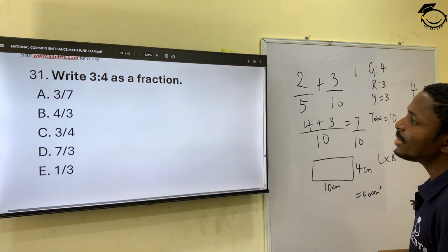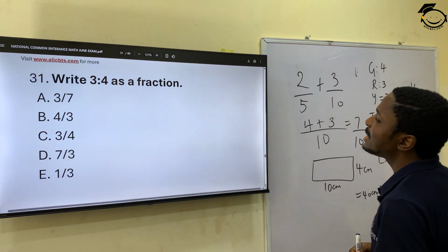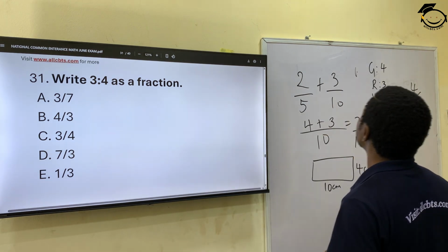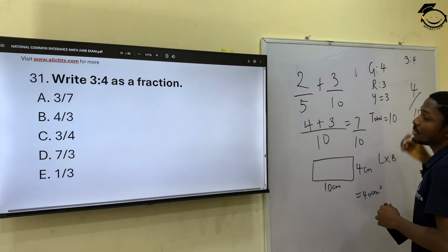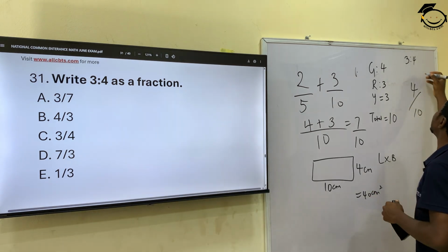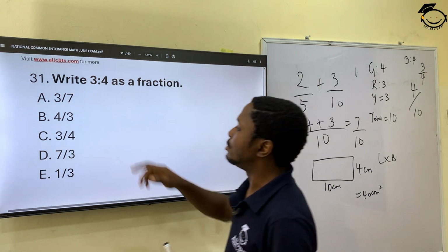31. Write 3.4 as a fraction. So 3.4 as a fraction is also 3 over 4, which will be option C.